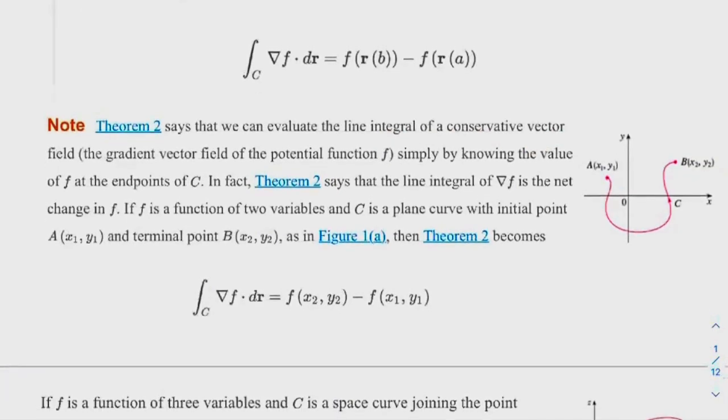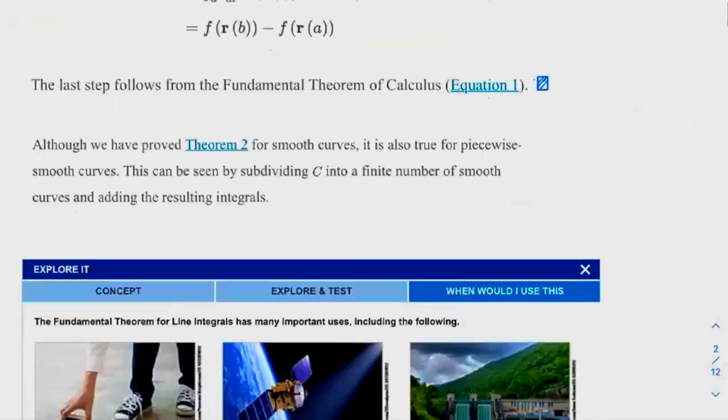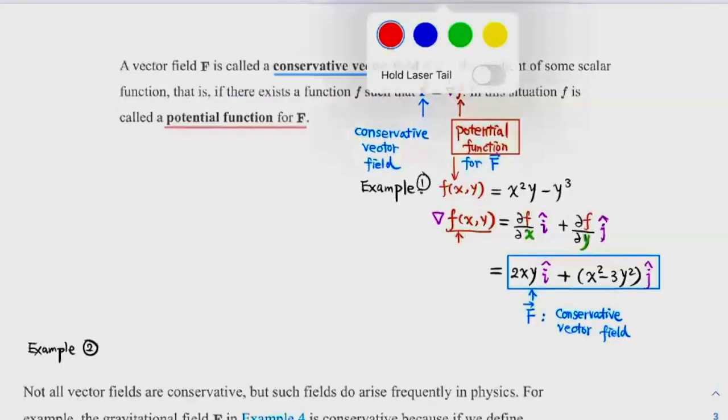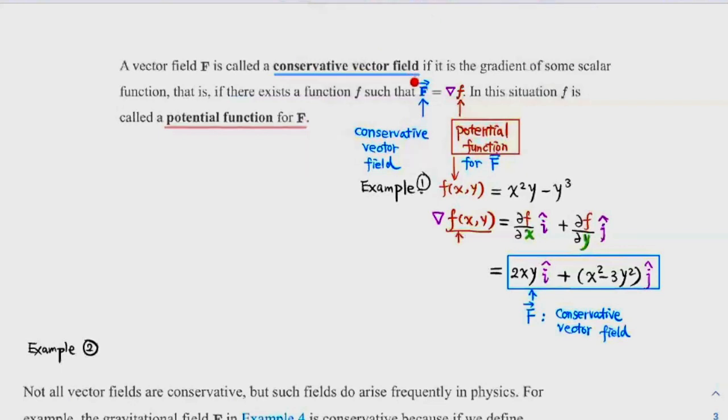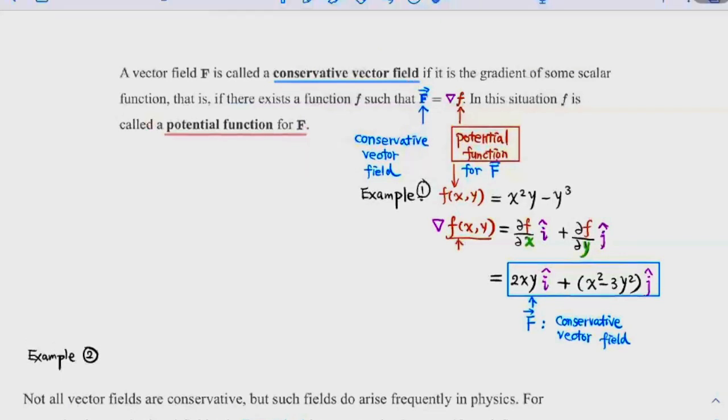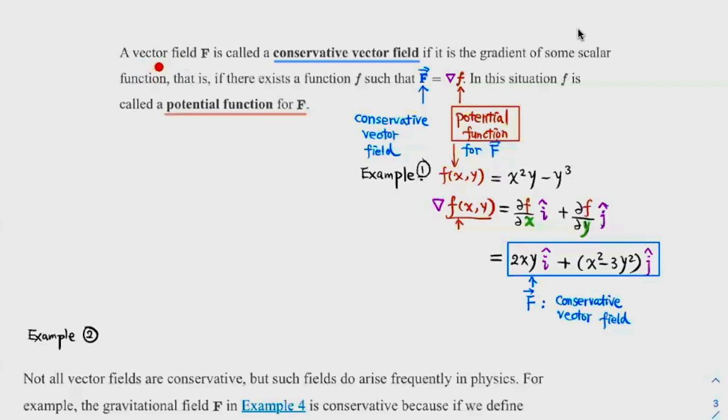So what do you mean by a conservative vector field? I'm going to give you a page here to go over what it means to be a conservative vector field, okay? So I'm going to ask someone to read this. A vector field F is called a conservative vector field if it is the gradient of some scalar function, that is, if there exists a function f such that F equals the gradient of f. In this situation, f is called a potential function of F.